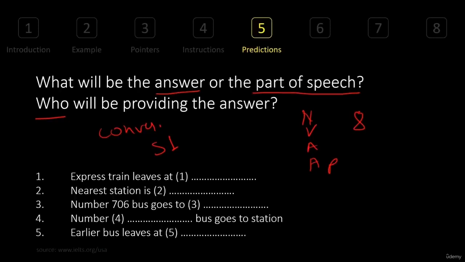Now you can predict. "Express train leaves at" could be a time. "The nearest station is" could be what? The name of a station, that's a noun, right? The same way you predict the answer, because you will be given time to read the questions. Right, for these five questions you will be given time. In that time, you predict, you expect an answer. It will get easier for you rather than suddenly listening to the audio and writing the answer. Prediction has saved much time and many answers.